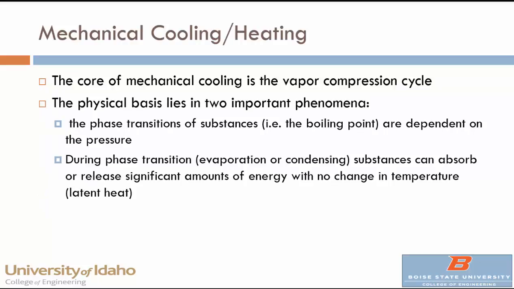So in the process of what we call mechanical cooling, the core of this is the thermodynamic cycle called the vapor compression cycle. It's based on two really important phenomena of matter. One is that the phase transition of a substance, for example, the boiling point, is dependent on the pressure. We know that water boils at a lower temperature at a higher altitude because the atmospheric pressure is lower. In fact, here in Boise, we're at right around 3,000 feet. Boiling point is right around 97, 98 degrees centigrade. So it's a measurable difference.